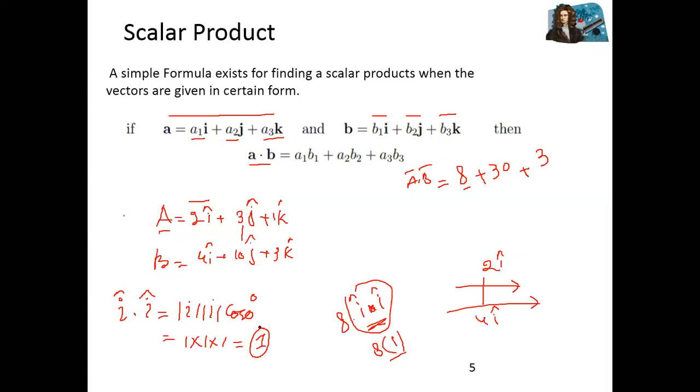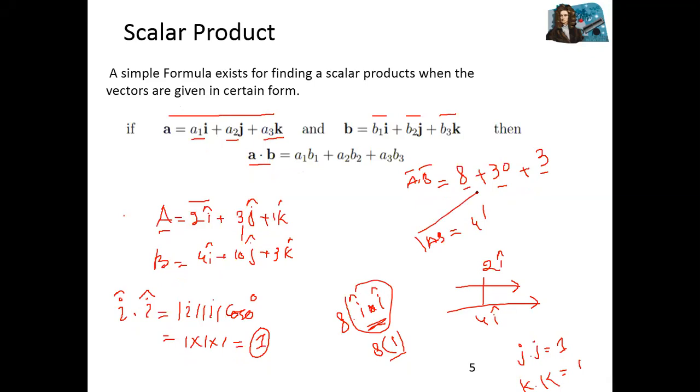Okay, I understand it now. Same, if you have two vectors like j multiplied with j, j dot j again equals 1. Same, k multiplied with k equals 1, because these are in the same direction: along the x axis, along the y axis, along the z axis. So 8, then we have 30, then we have 3. So 8 and 30, 38, plus 3 equals 41. So a dot b is equal to 41.